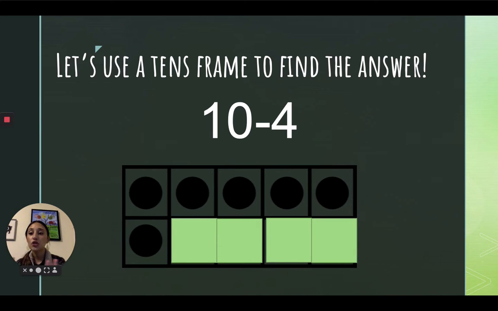All right, so I drew 10 in my tens frame, and then I took away 4. I took away 1, 2, 3, 4, and now I know that my answer is 6. That's right, because I have 1, 2, 3, 4, 5, 6 left over.